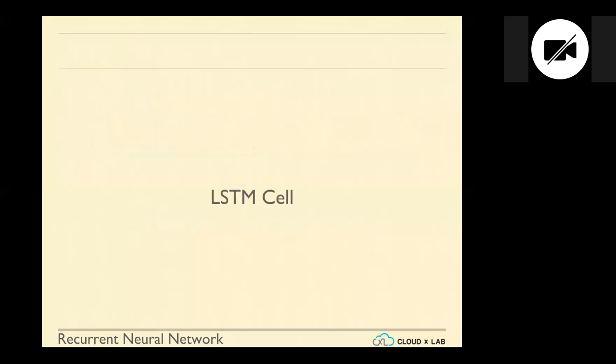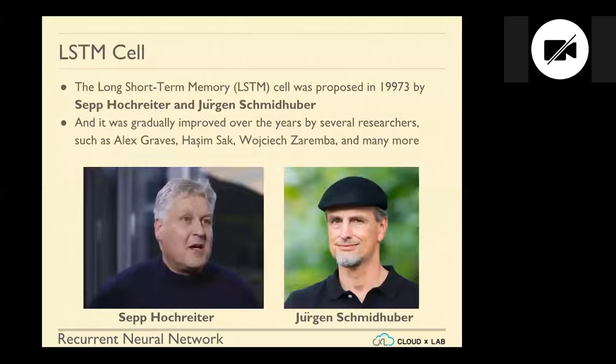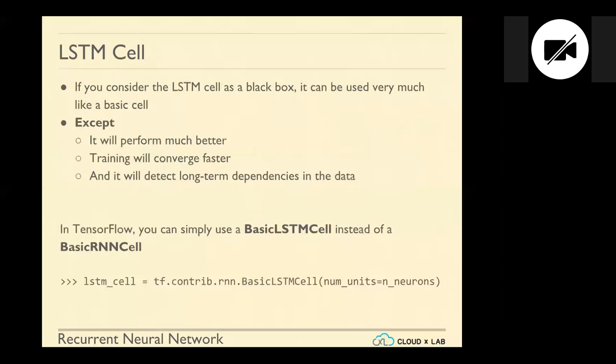The first one is LSTM. LSTM was proposed in 1997 by Sepp and Jurgen, and it was gradually improved over the years by various researchers. If you consider the LSTM cell as a black box, it can be used very much like a basic cell. Even if you don't understand LSTM, you can just use it.